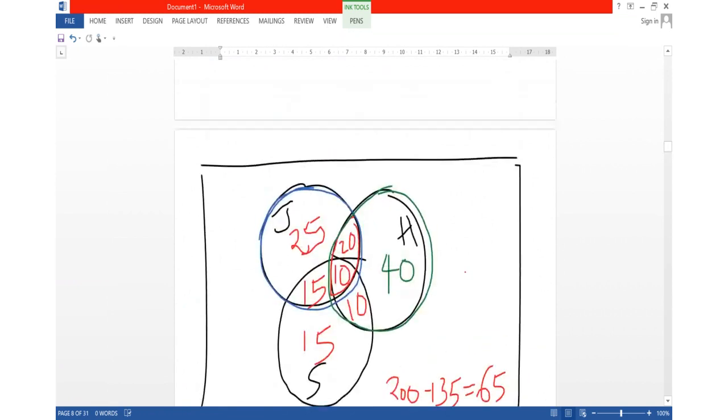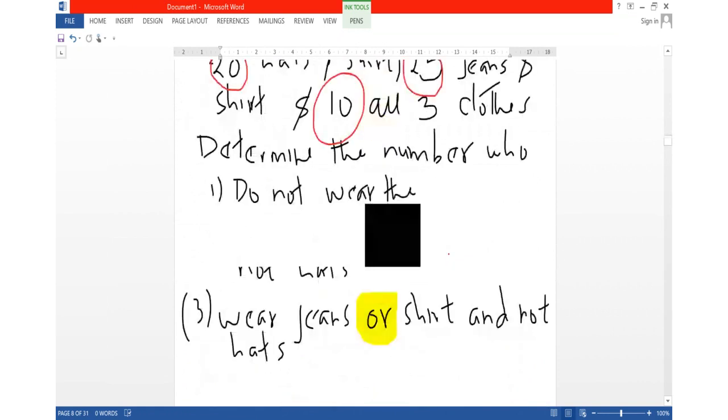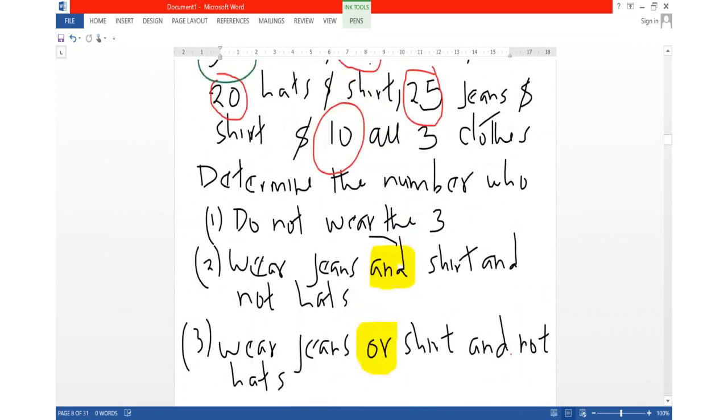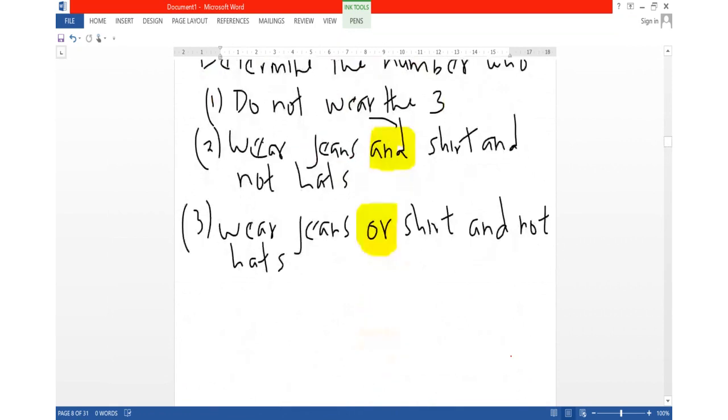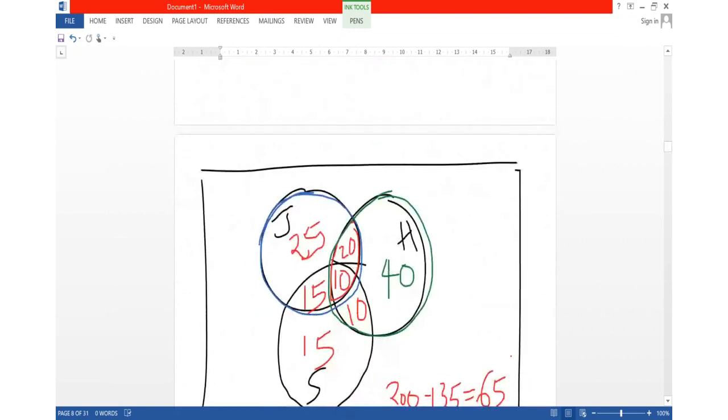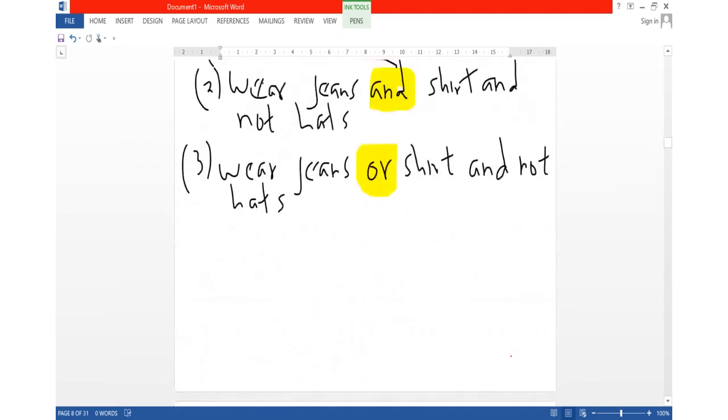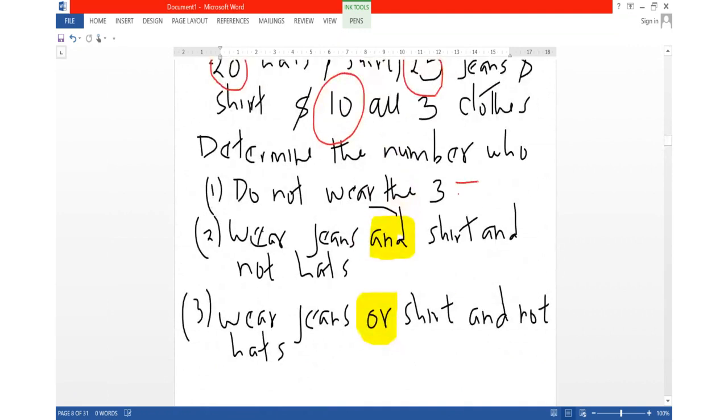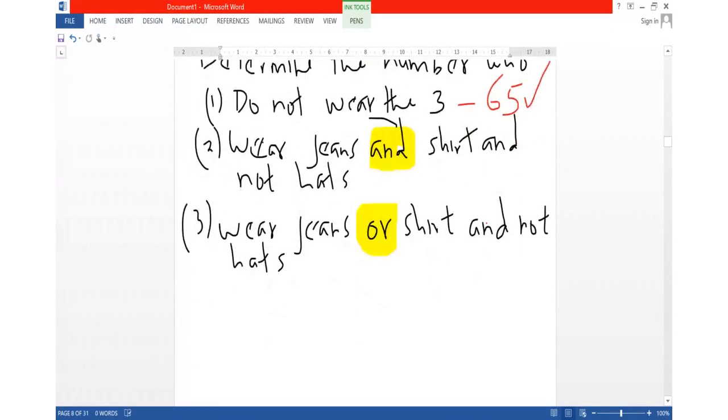So let's go and ask the question now. Determine the number who do not wear the 3. That is easy. We have done it. The number that is outside here, which is 65, we have done right. So this one will be 65. Let's go to wear jeans and shirts and not hats. Part 2, wear jeans and shirts and not hats.